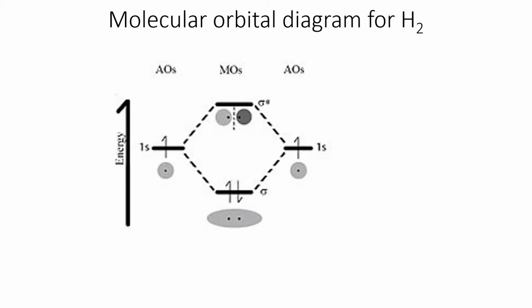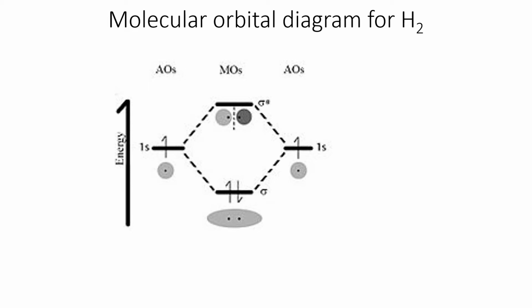We're going to start by illustrating this with the simplest molecule we can think of, hydrogen gas, H2. After all, we only have two total electrons in the molecule, and we know what they're both doing. They're both forming a bond.